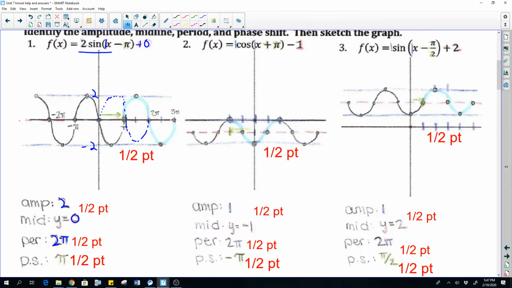Cool. And then what we're trying to show there is that our phase shift, which is pi, comes from this guy. And so you have to change the sign. So instead of being a negative pi, it's a positive pi. And then you divide by b. Cool. And so our b is just equal to 1, so it's just pi.